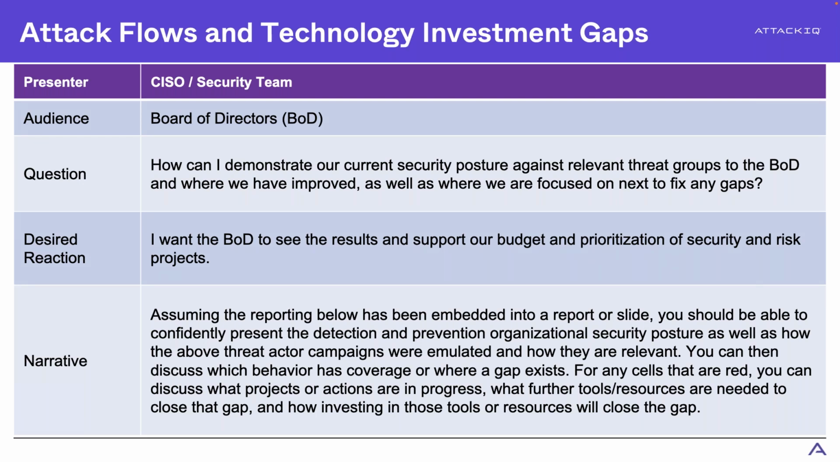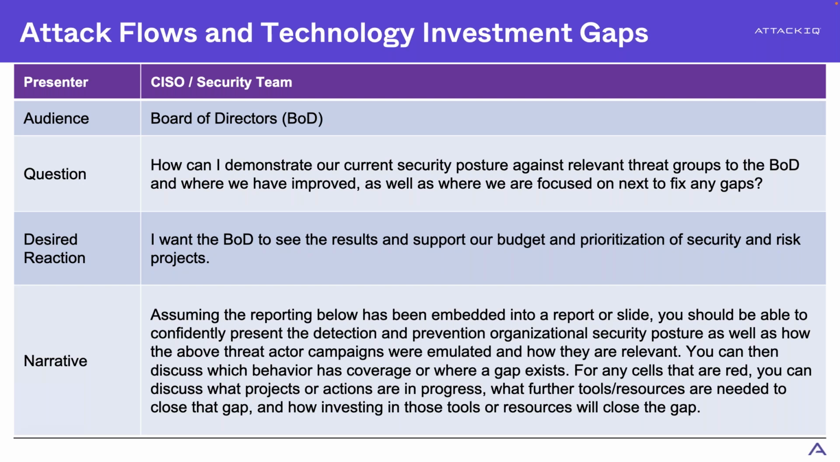you should then be able to confidently present the detection and prevention organizational security posture, as well as how the threat actor campaigns, whether it's a threat actor group like an APT, Advanced Persistent Threat, or a piece of malware, a piece of ransomware, how are these things emulated and how are they relevant to the business? Then you can discuss which behaviors have coverage or where that gap may exist. Are we doing well against this group or this piece of malware or not?